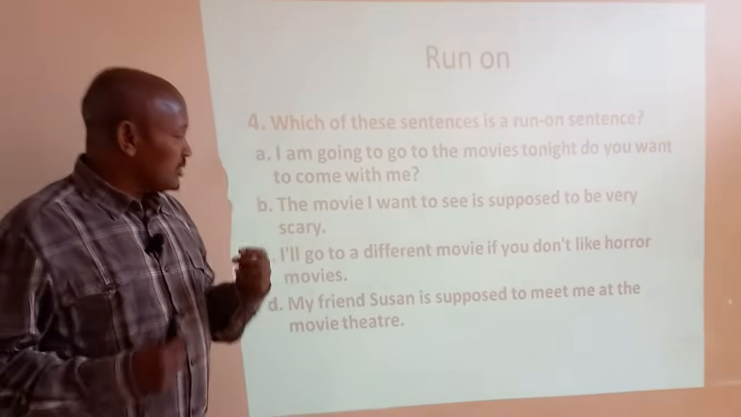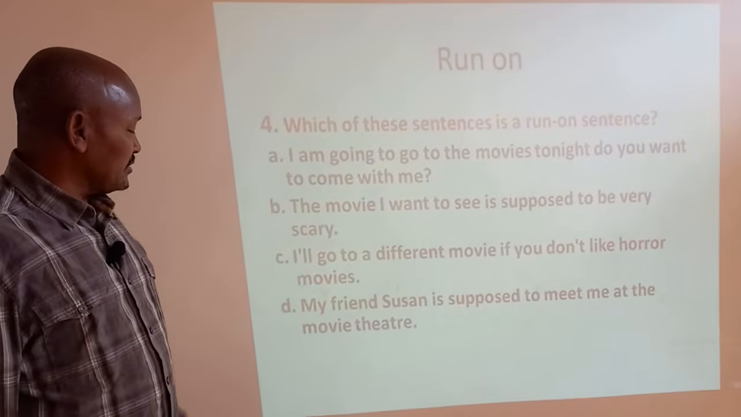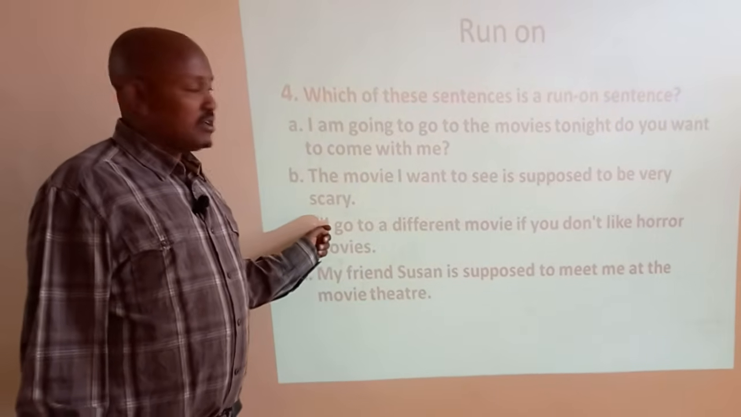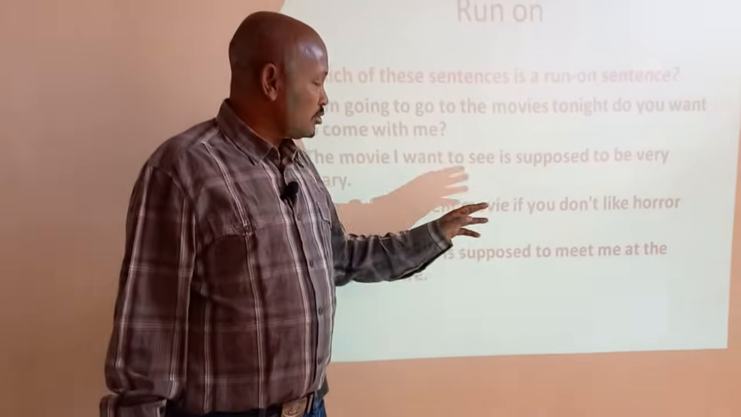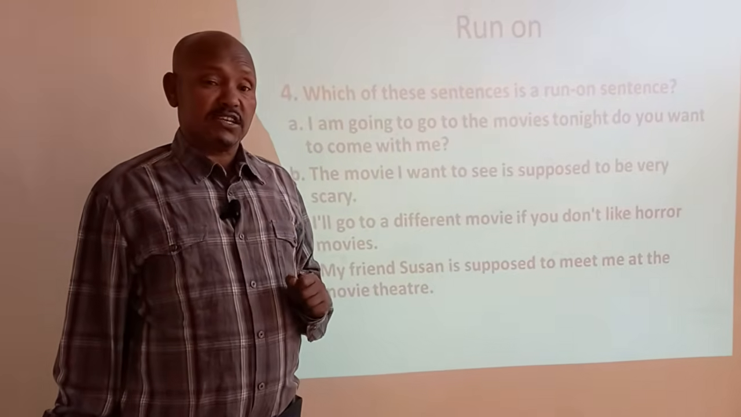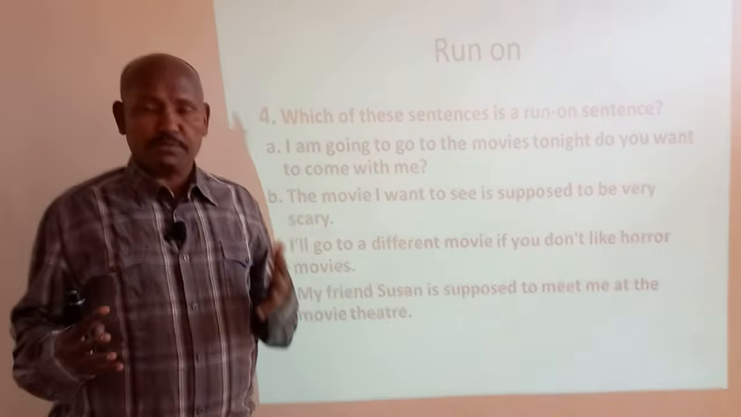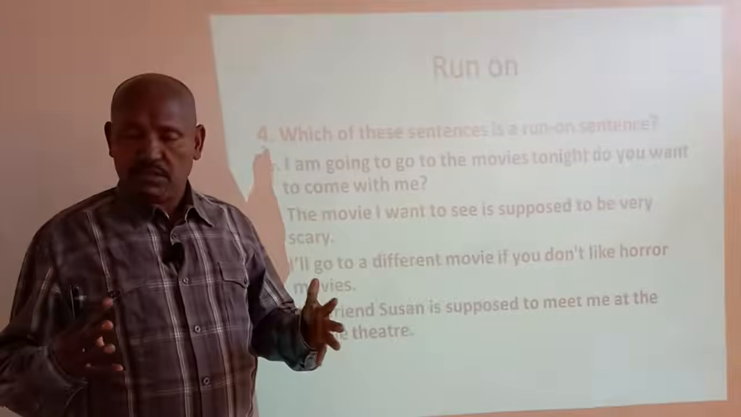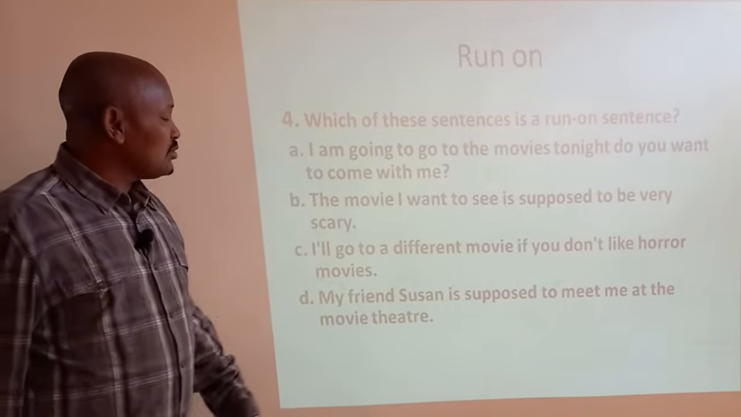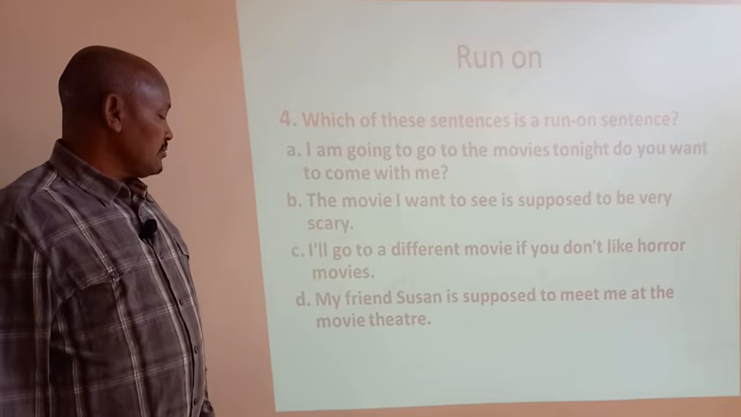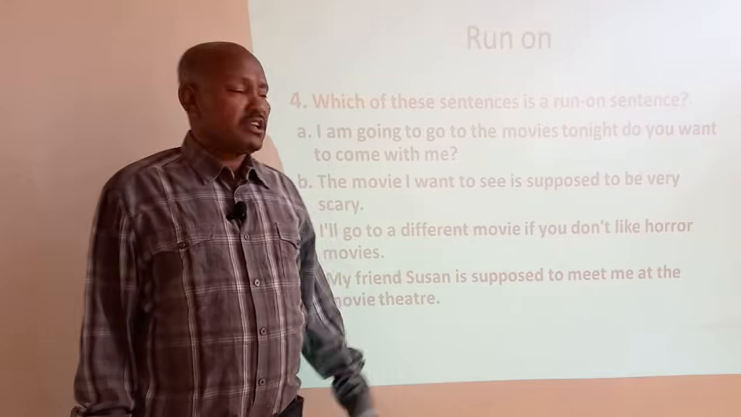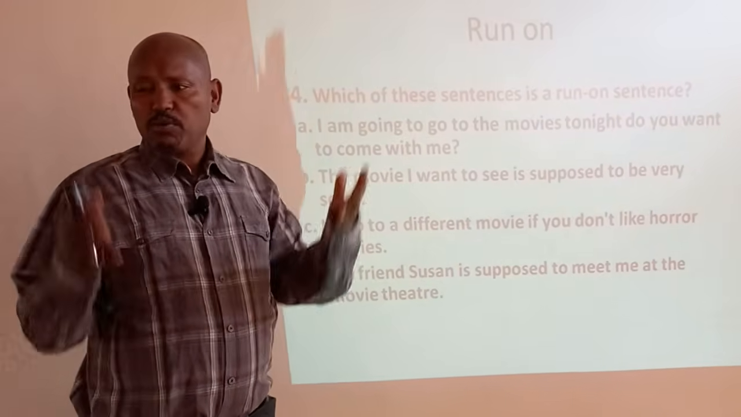The second: I'll go to a different movie if you don't like a movie. This is a complex sentence because there is a dependent clause there and an independent clause here. And no comma between the two clauses because there is a conjunction between the two clauses: if. So this is also a complex sentence, so it's not a kind of run-on sentence. The other: my friend Susan is supposed to meet me at the movie theater. This is also an example of a simple sentence. No two independent clauses. No need to put a comma between them.